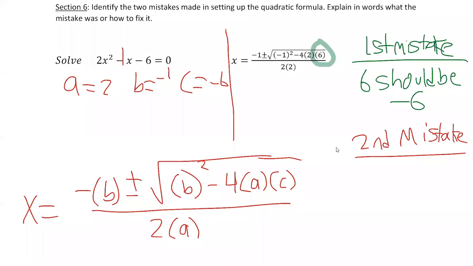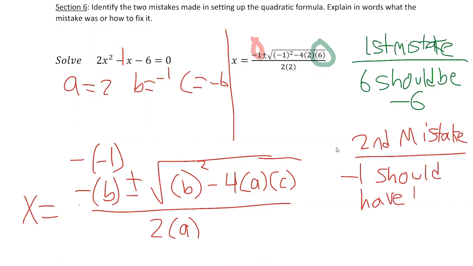So the second mistake pointed out by Jayla is this -1 here. If you remember, the formula is negative parentheses b, so it should have been -1. So they could have written it like this, or -1 would have been a +1. So I'm just going to say that -1 should have been a +1, or you could write it like the negative parentheses -1. Either way is fine, but they're missing that extra negative. They didn't use that. They just put b there instead of -b, if that makes sense.